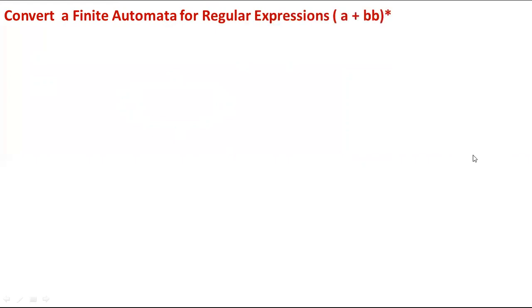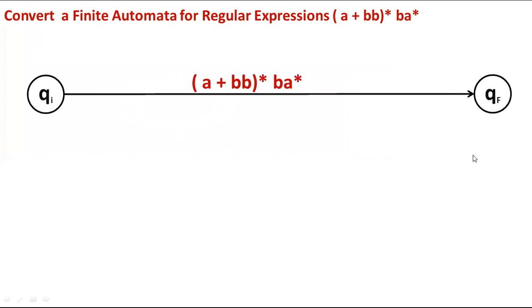A or BB star BA star. So now here we have to follow certain steps while converting this. This is a bit complicated regular expression. Now let us see how we can construct the finite automata for this particular regular expression A or BB star BA star. So in step 1, we need to convert the regular expression into the transition diagram.